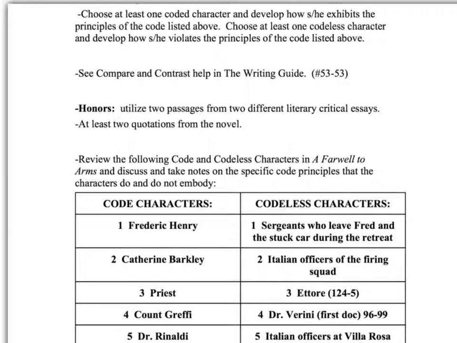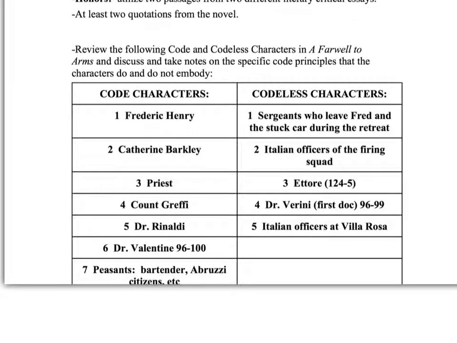There are the characters. Frederick Henry, Catherine Barclay, the priest, Count Greffy, Dr. Rinaldi, Dr. Valentini, the peasants, the bartender, the Abruzzi citizens. These are the coded characters. Codeless: the sergeants who leave Fred in the stuck car during the retreat, the Italian officers of the firing squad, Ettore, the example I gave you, and Dr. Verini, who has no confidence in his own actions, and the Italian officers at the Villa Rosa who don't have faith and love.